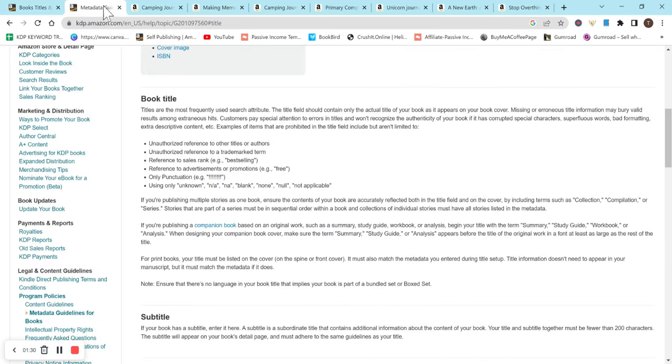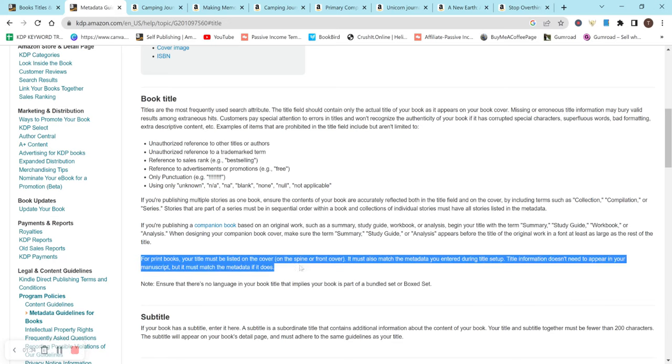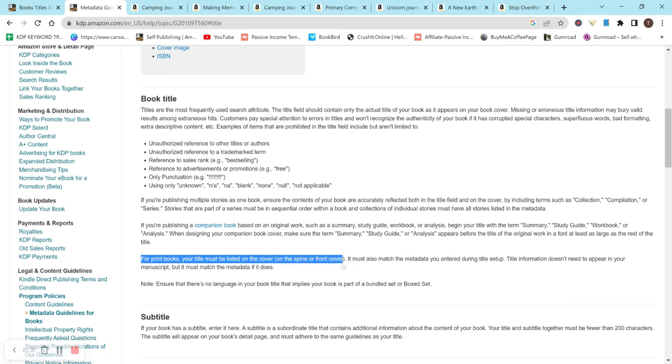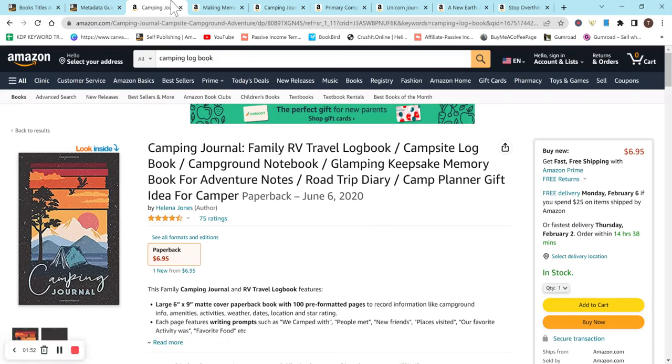And then moving over here, for print books, your title must be listed on the cover or the spine, on the spine or the front cover. So just keep that in mind. You can't have a title where the word is not even on your cover at all. That is not allowed. So let's move over to some examples here.